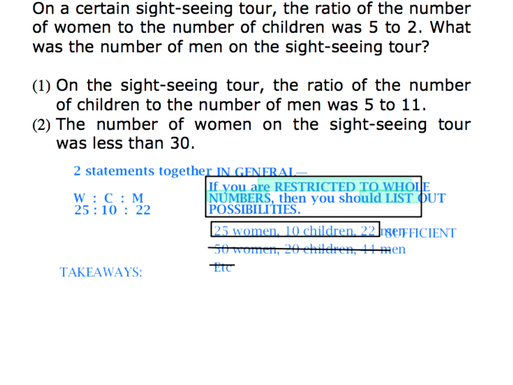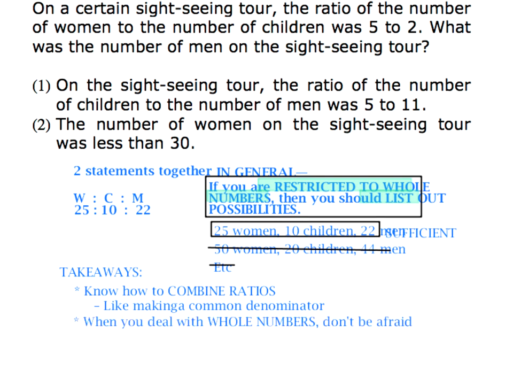Takeaways that you can get, first of all, make sure you know how to combine ratios. Again, it's like making a common denominator. So if you know how to make a common denominator, you also know how to do this. Same process. And then also don't forget when you deal with whole numbers, don't be afraid to make a list. As you can see, you're probably not going to have to make a very long list.